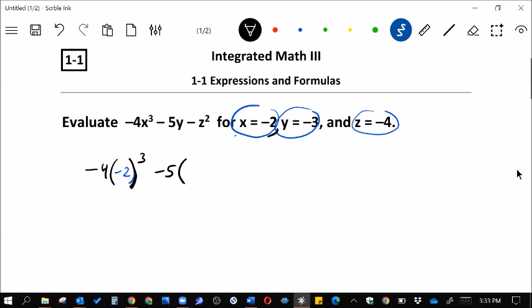Minus 5, and it's a negative 3. Minus, for the z, it's a negative 4. Oh, let's clean this part up a little bit, so now it's really clear. So this was the x, this was the y, this was the z. But I was very careful to put them in parentheses because of all these negatives.